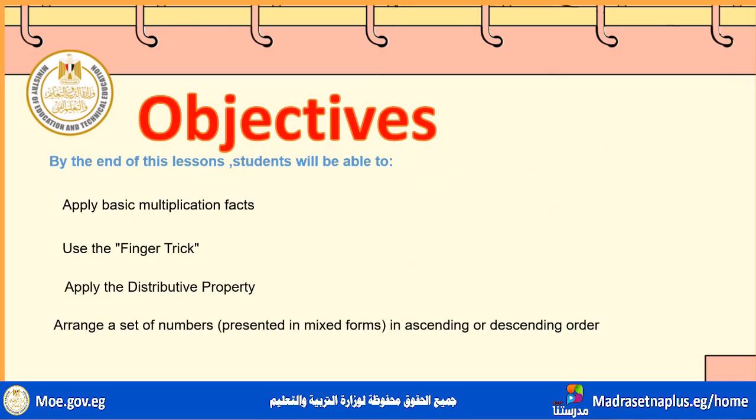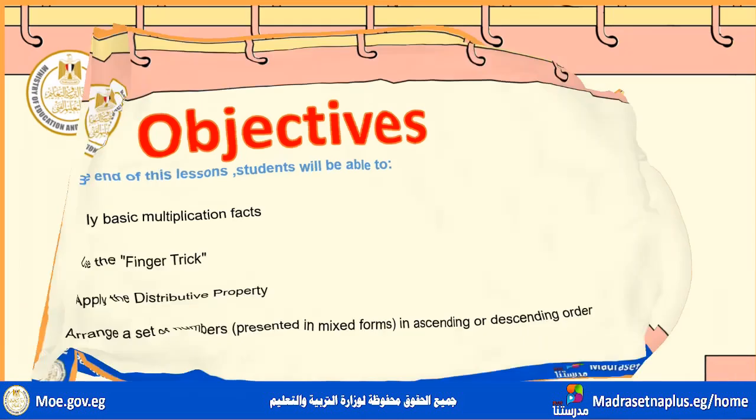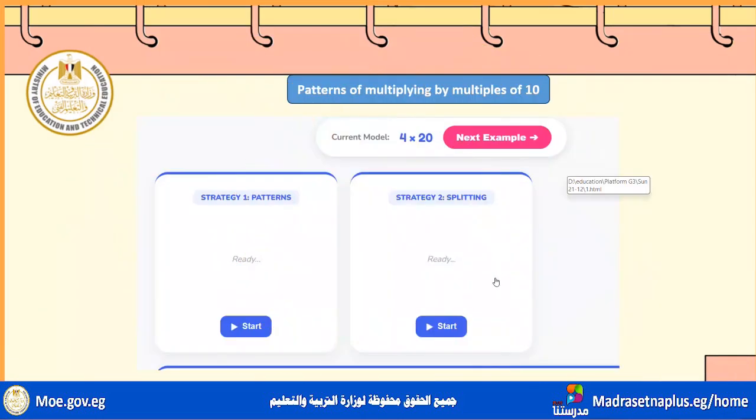Our objectives: first, apply basic multiplication facts. Use the finger trick for table 9. Apply the distributive property. Last objective, arrange a set of numbers in ascending or descending order. Let's start. First lesson is about patterns of multiplying by multiples of 10. Let's study this activity.